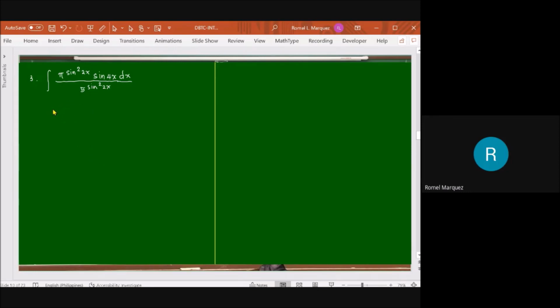Okay, guys, let's check. Which do you think is the possible u? Or do we need to manipulate so that you can come up with a to the u form? Is it already in a to the u form, guys?